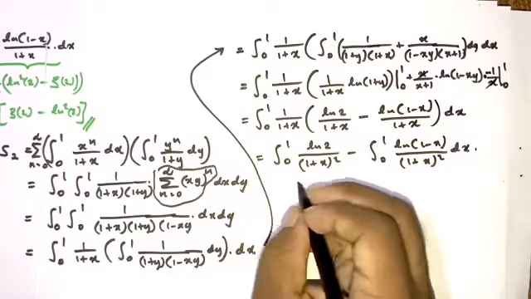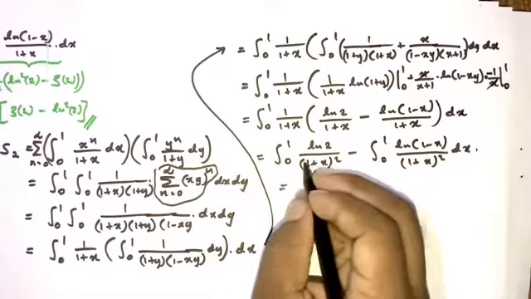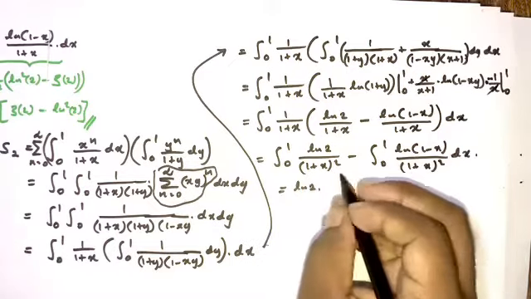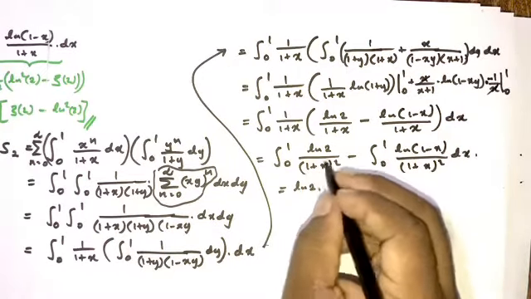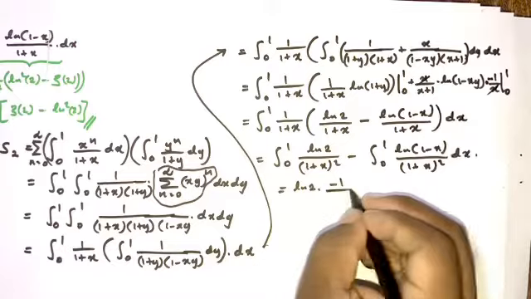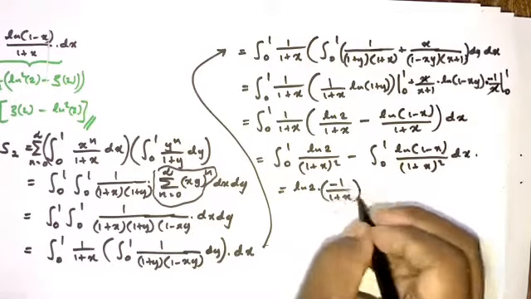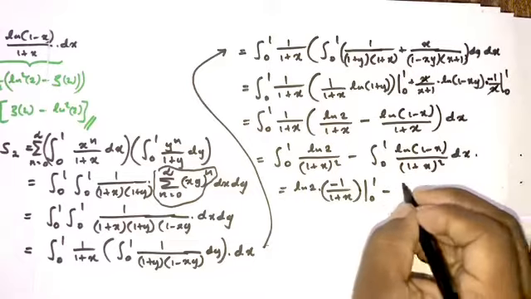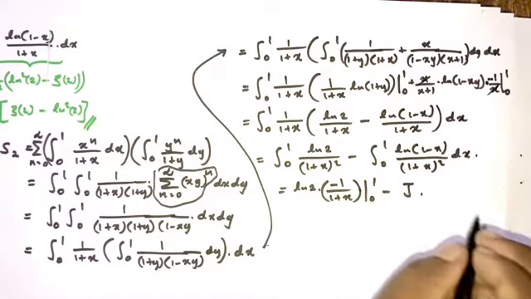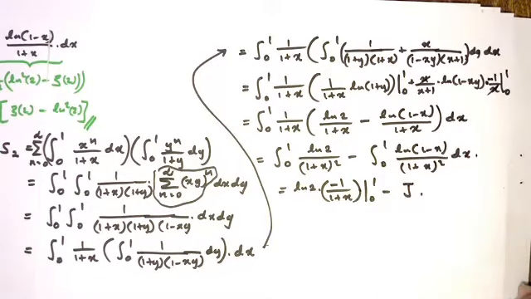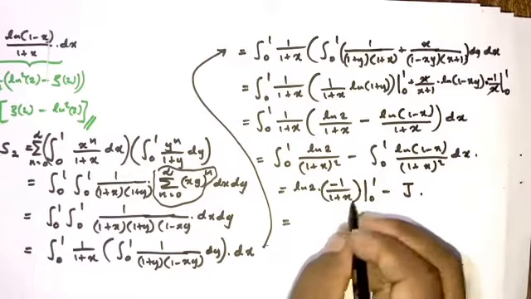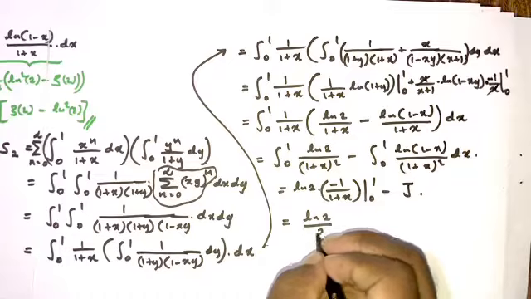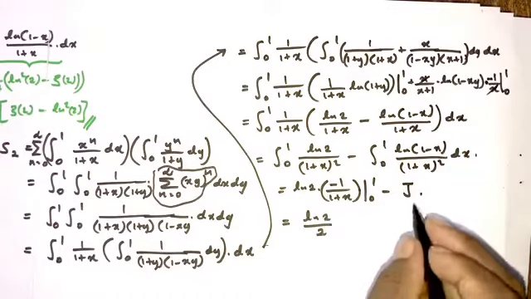Okay, now this is very easy. Natural log of 2 is a constant, and if we integrate 1 over (1 plus x) squared, we get minus 1 over 1 plus x from 0 to 1. Minus, I am going to take this integral equal to J. Then if we apply the limits, we have natural log of 2 over 2 minus J.